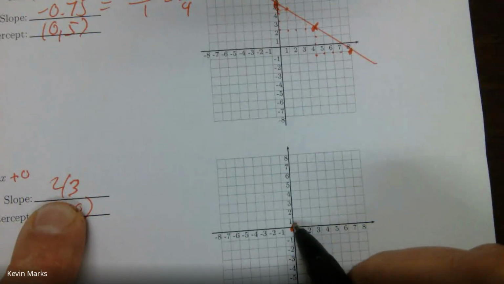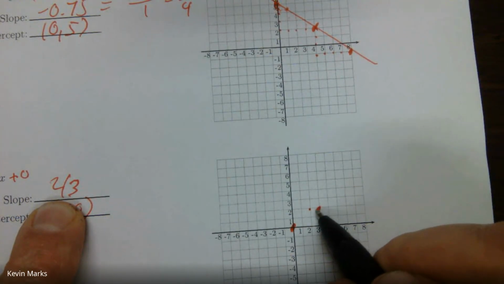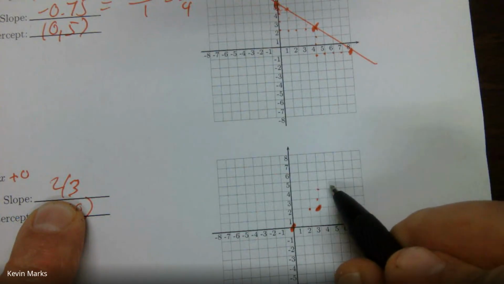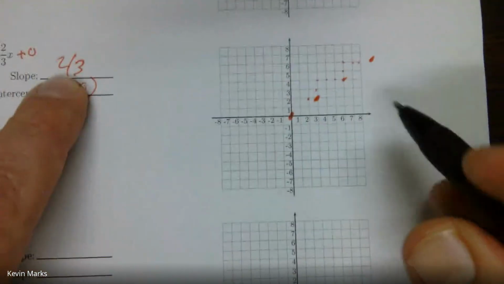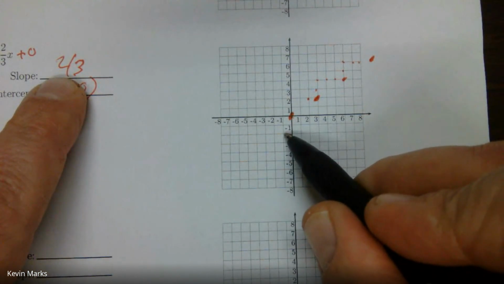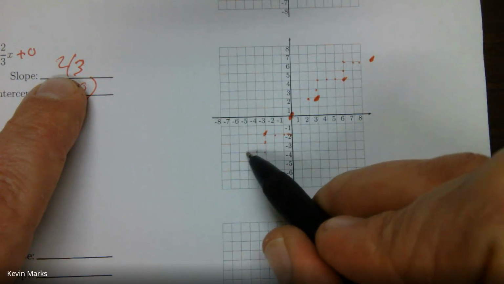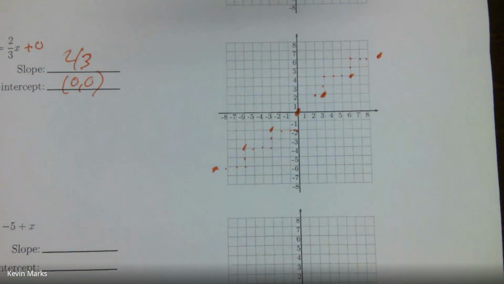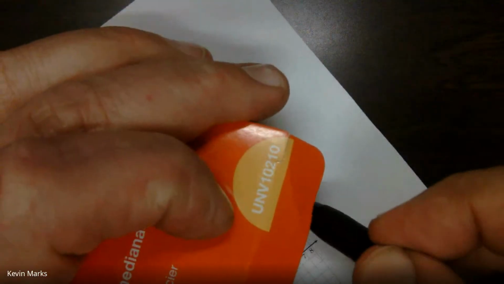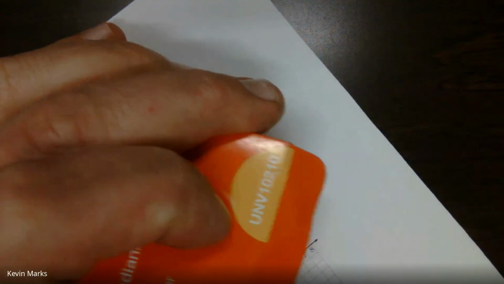Okay. But the slope is 2/3. So again, from there you go up 2, right 3. Whoops. And go up 1, 2, right 1, 2, 3. Up 1, 2, right 1, 2, 3. You can even go back and go down 2, left 3. Down 2, left 3. Right? But again, they all line up. Then you can go in and connect them. And there's your line.